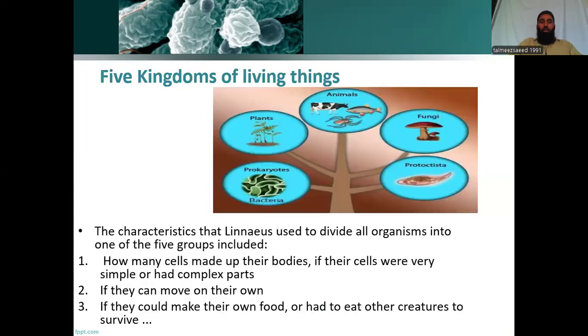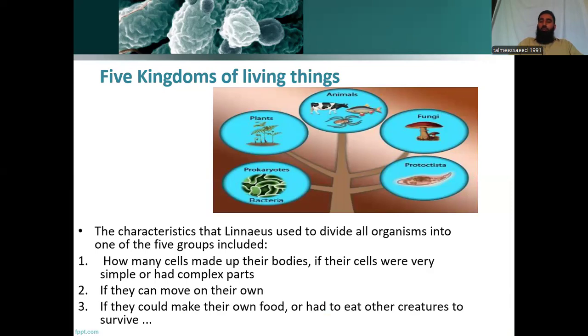Then we are going to highlight the five kingdoms of classification. In the five kingdoms, the simplest organisms are placed in the kingdom Prokaryotes. These organisms include bacteria and cyanobacteria. Furthermore, the more complex or bigger organisms are protists. These are placed in Kingdom Protista. These include, for example, Paramecium and amoeba.